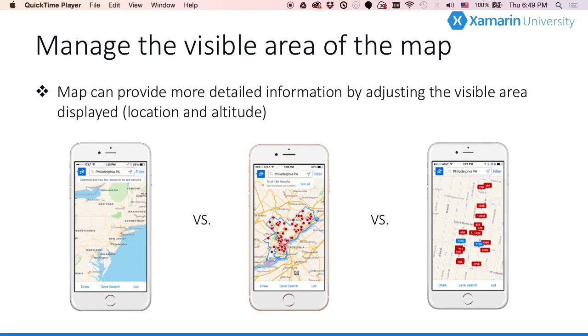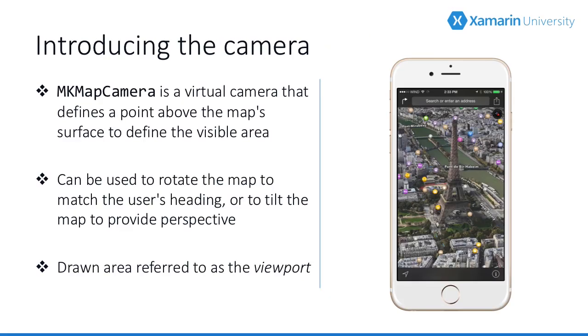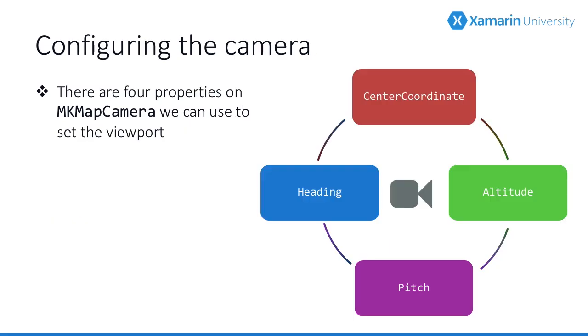We've already seen that by setting specific properties on our map, our users are able to adjust our viewports. Our users are able to zoom, able to scroll. Well, now we're going to look at just adjusting those things ourselves. We do that through our MKMapCamera. Our MKMapCamera is the virtual camera that kind of represents our eye or our lens looking out at the world, looking out at our map. We can use it to change our heading, change our rotation, change our angle, or change our elevation. We refer to the drawn area from the camera's perspective as the viewport.